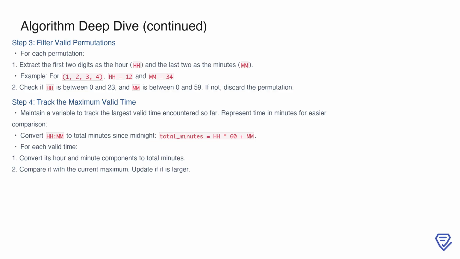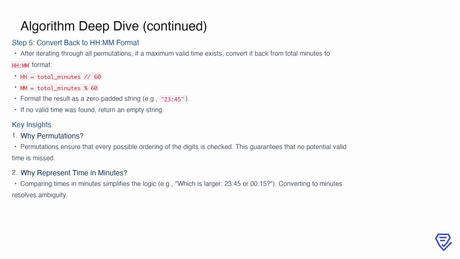For valid times, we then compare their total minutes since midnight to track the largest time. This is done by converting HHMM into total minutes using the formula total_minutes equals HH*60 plus MM. By maintaining a variable to store the largest total_minutes, we can efficiently compare and update as we iterate through the valid permutations. After filtering and tracking the maximum valid time in minutes, we need to convert it back into the HHMM format for the final output. This is done by reversing the total_minutes calculation.